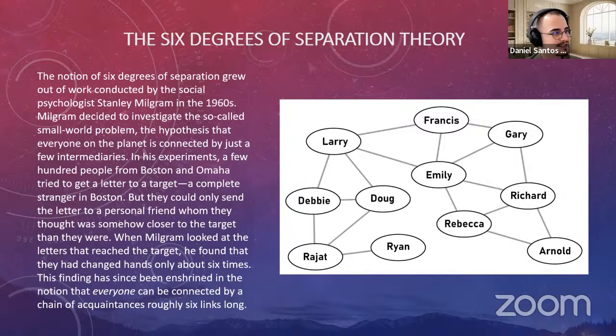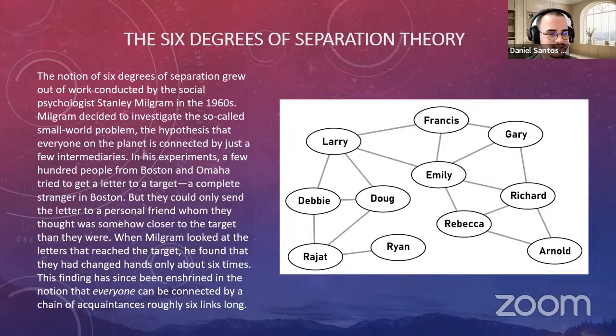In his experiments, a few hundred people from Boston and Omaha tried to get a letter to a target that was a complete stranger in Boston. But they could only send the letter to a personal friend who they thought was somehow closer to the target than they were. And when Milgram looked at the letters that reached the target, he found that they had changed hands only about 6 times. This finding has since been enshrined in the notion that everyone can be connected by a chain of acquaintances rolled 6 links long. So, what does it mean?